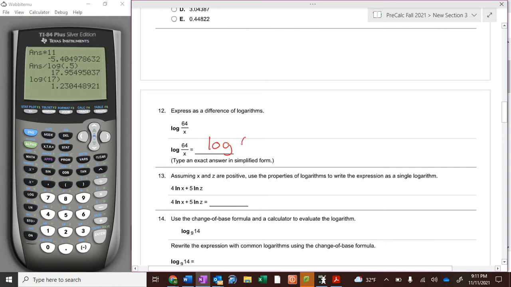Express as a difference of logarithms. When it's dividing, you subtract: the log of 64 minus the log of x.